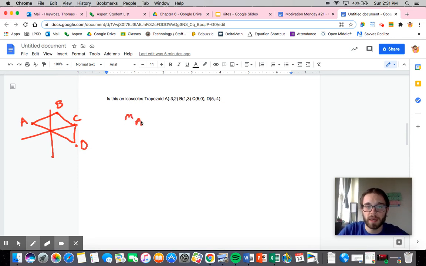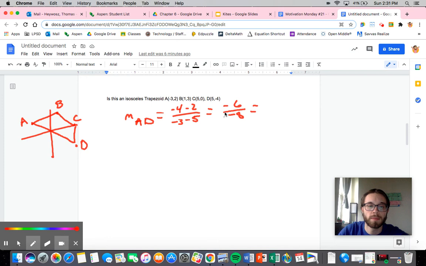Let's find the slope of AD. Change in y, -4 minus 2, -3 minus 5, -6 over -8 is going to be, oops, I made a mistake. I'm sorry. I did my slope backwards. I said -4 minus 2, and then I switched, so it should be negative. It should be 5 plus 3. There we go.